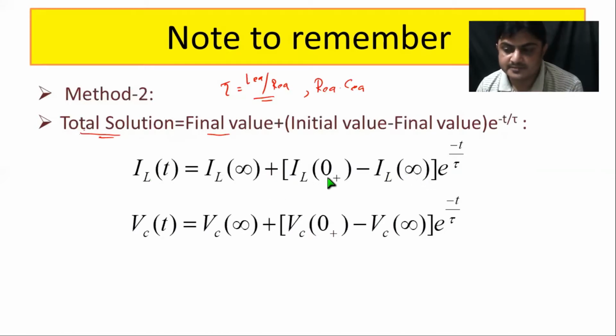IL(0+) means the time instant when you are actually connecting your circuit. This is your switching time, so this is the current at the switching interval, and this is your final steady state value, into e raised to minus t divided by tau, where tau is equal to L equivalent divided by R equivalent.